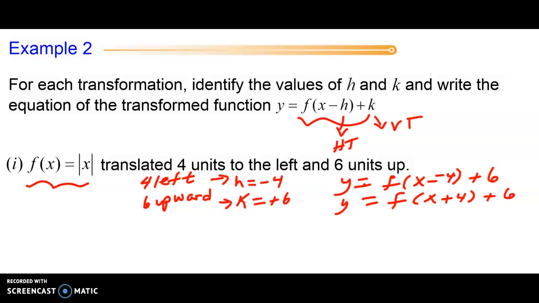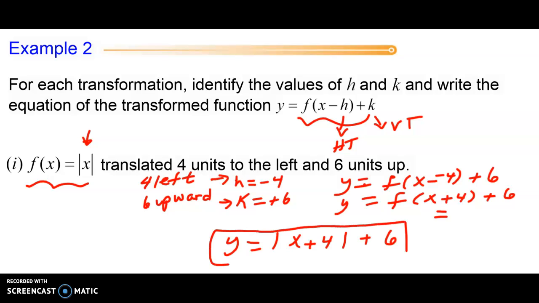So this is the transformed function for any general function, but I want it specifically for the absolute value of x. So what that means is the absolute value of x, well, I'm shifting it 4 to the left, so I'm going to put x plus 4, and if I shift it up 6, then outside the function goes plus 6, and that's the transformed function.